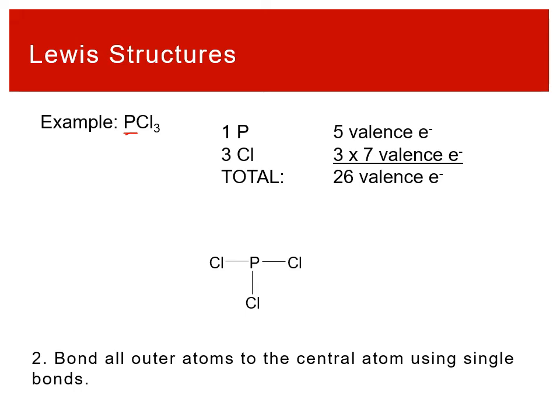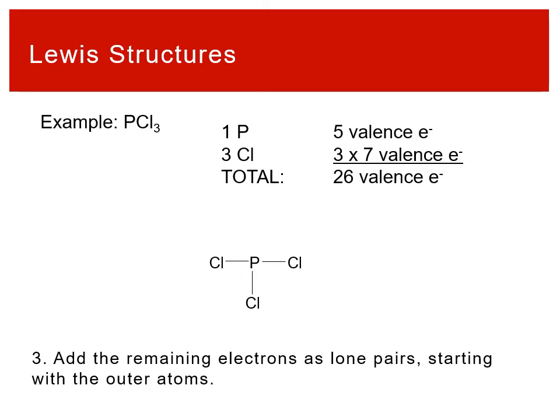I don't make loops. I don't connect my outer atoms. I don't do anything like that. I want to just keep the central atom, and it has bonds kind of like spokes in a wheel sticking out to all the outer atoms. So now what I want to do is add more electrons as lone pairs, starting with the outer atom.